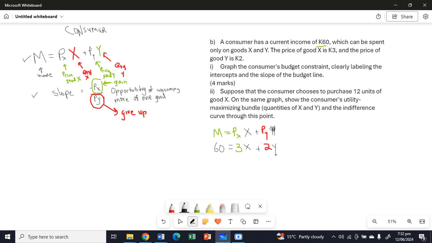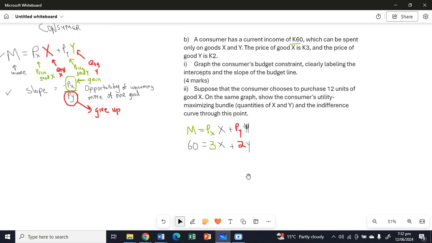So they want us to graph this line. We can draw the Y-axis here, and we can draw the X-axis here. They also want us to label the intercepts. If we can label the intercepts, we're going to get our full line.